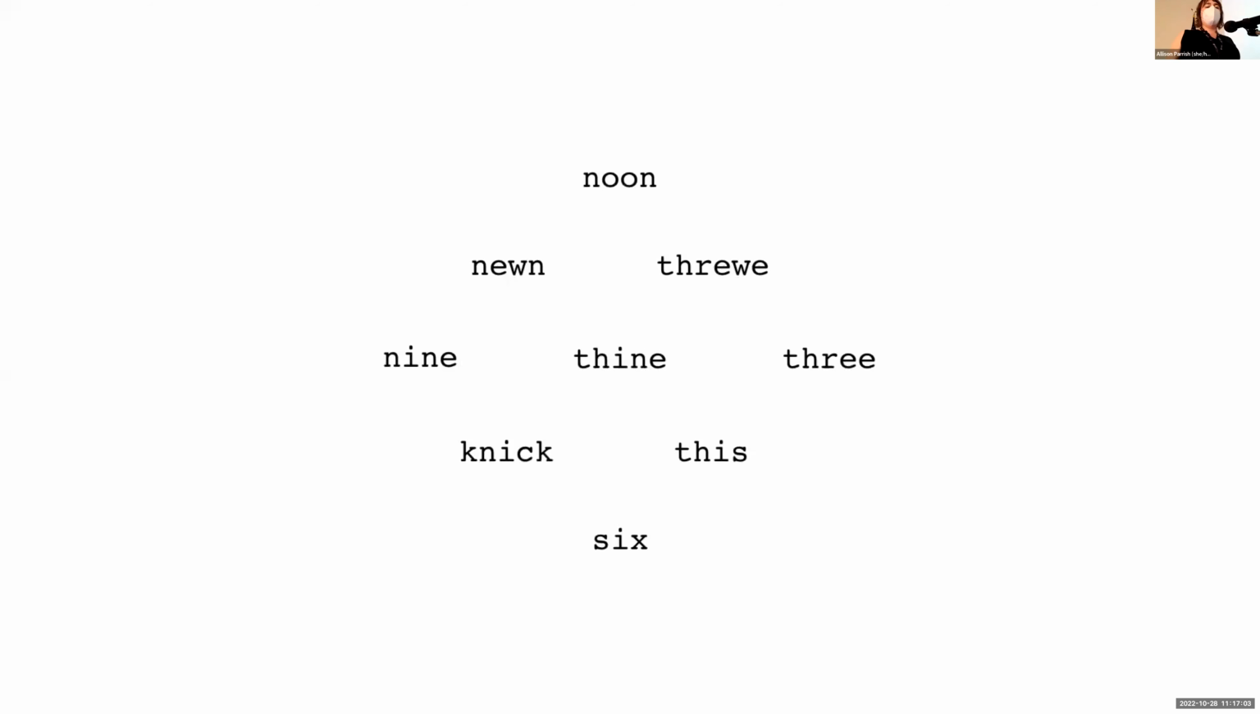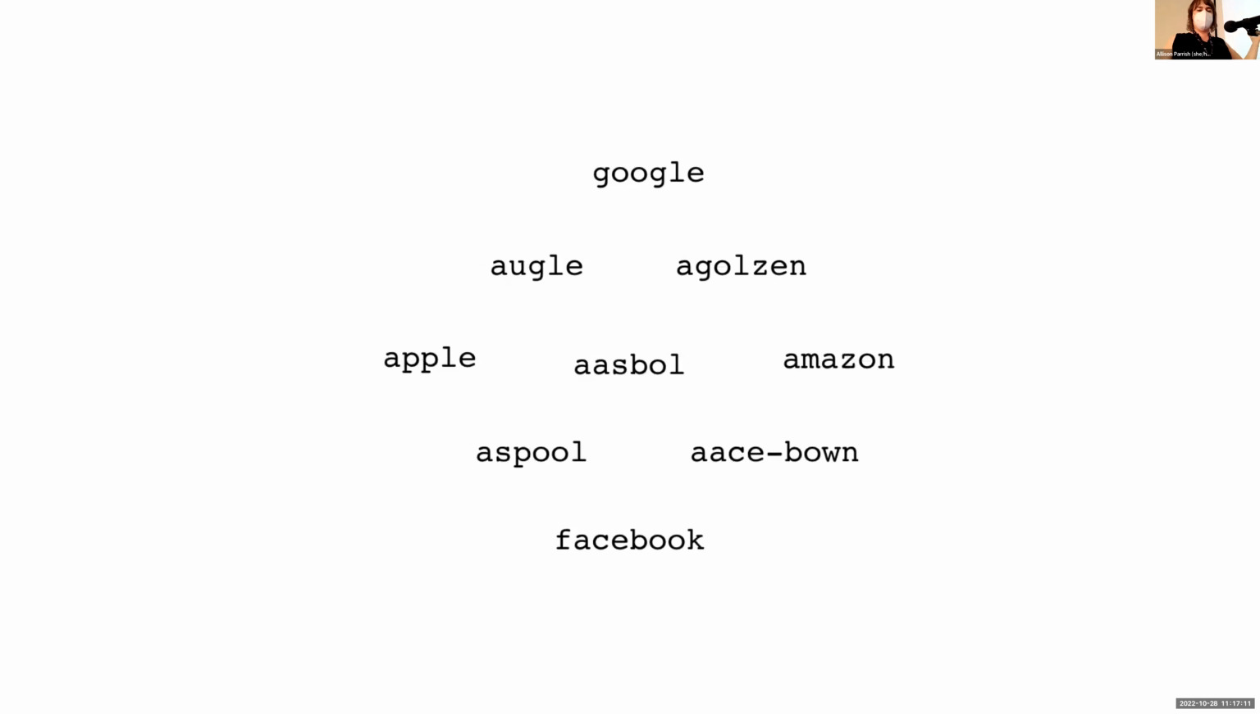So I'm going to show a few more examples of these. This is noon through 3, this 6, Nick 9, noon 9. And then this one is my favorite. Google, Allison, Amazon, Eastbound, Facebook, Aspel, Apple, Ogle, Aspel.